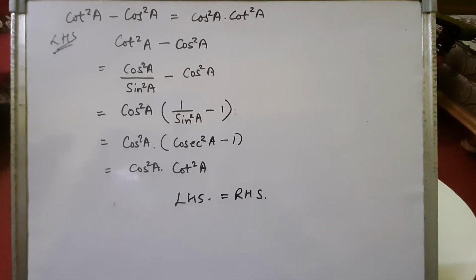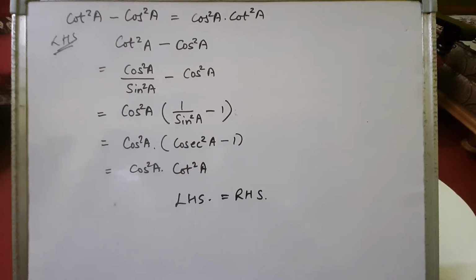Let's see another sum, children. Here we have to prove that cot square A minus cos square A equals cos square A into cot square A. Right? Again, we are going to pick one side, say our LHS, left hand side, and on the left hand side it is given cot square A minus cos square A. We have to prove it equals cos square A into cot square A. Let's do the simplification and try to prove.